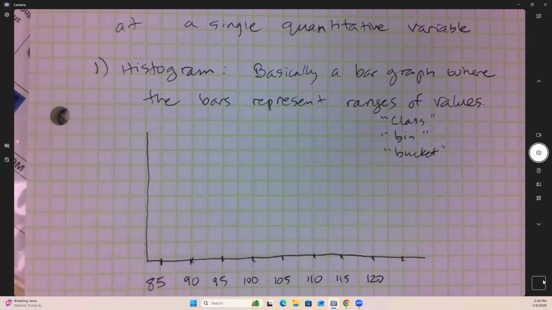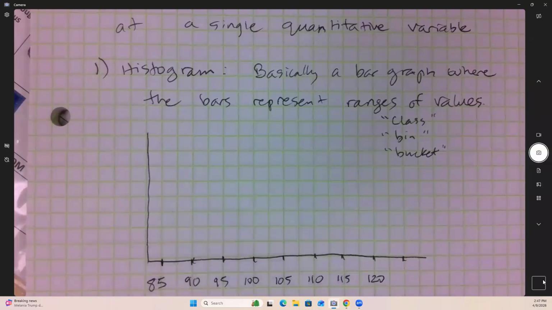And now we have to go through and count how many observations are between 85 and 90. Before we do that, do we think we should put 90 on the left side or on the right side? If I have an IQ score that's exactly 90, should it go in this bar or in that bar? Talk to your neighbor and decide where you want to put it. I'll give you a little time to talk.